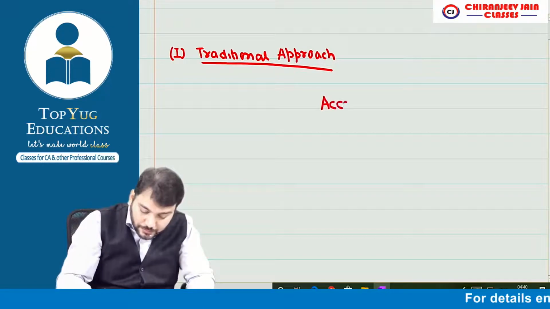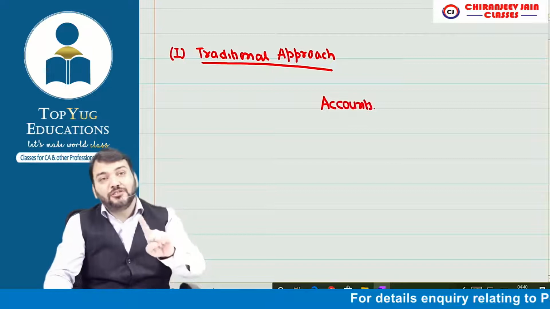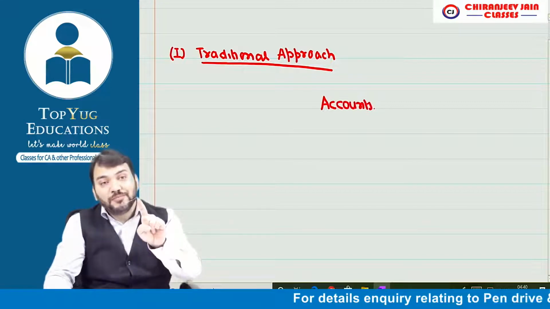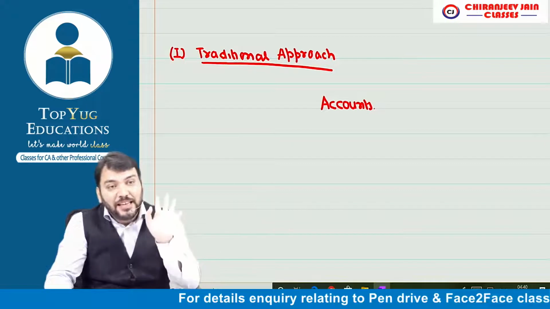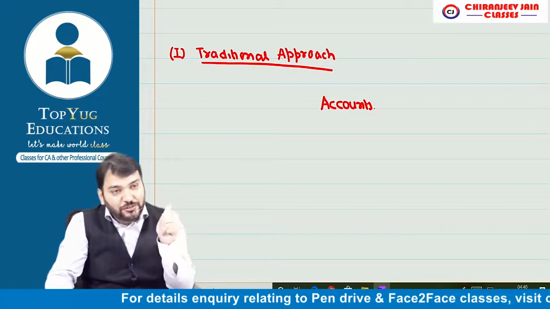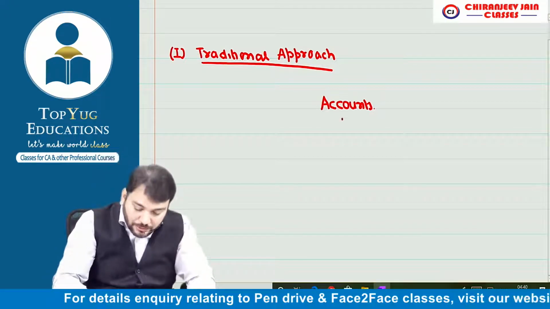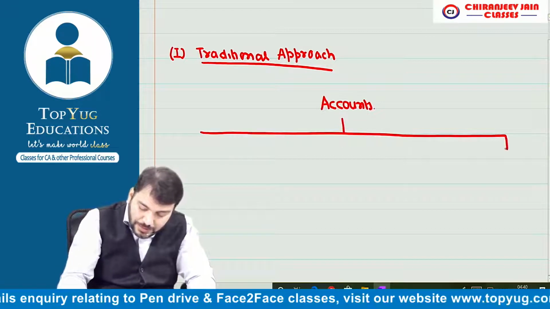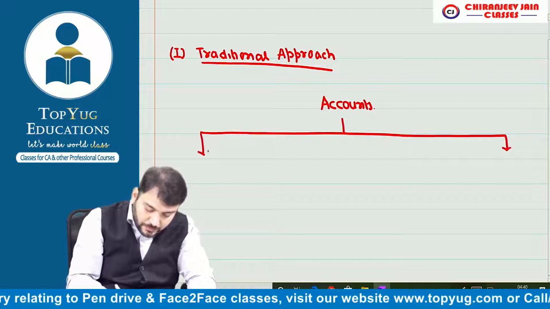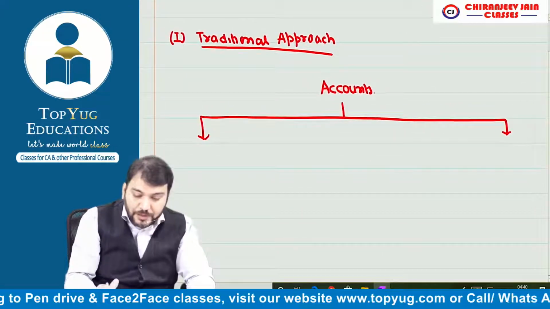Accounts are of two types. Now you understood what an account is. An account means a T-shaped format in which the left hand side is debit and the right hand side is credit. Correct? Account you understood? Say yes or no. So accounts are of two types. What are the two types?